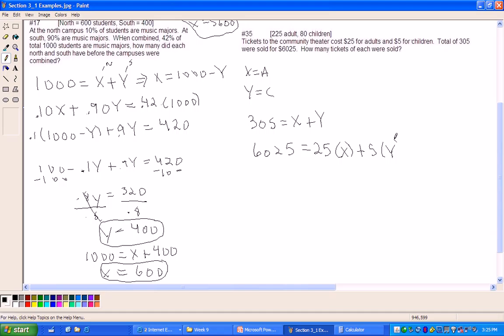Now what we can do here is to get this top equation to simplify. We can solve for it in terms of X, so we'll get X is equal to 305 minus Y. Now one thing we can do is just substitute everywhere we see this in our second equation. 6,025 is equal to 25 times 305 minus Y plus 5Y.